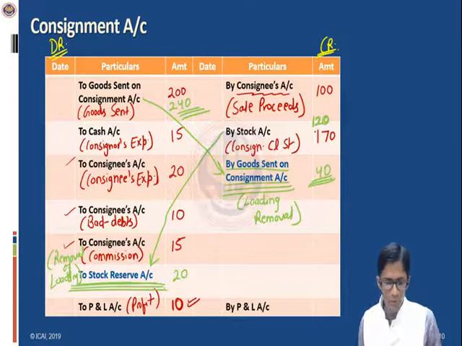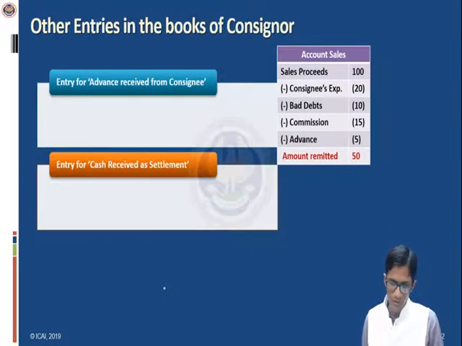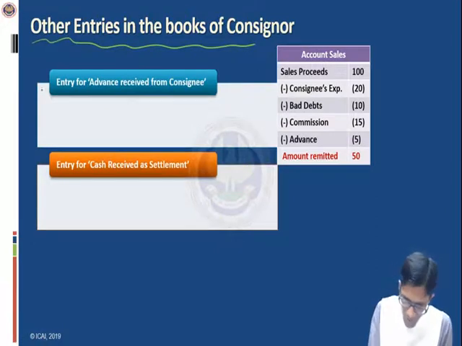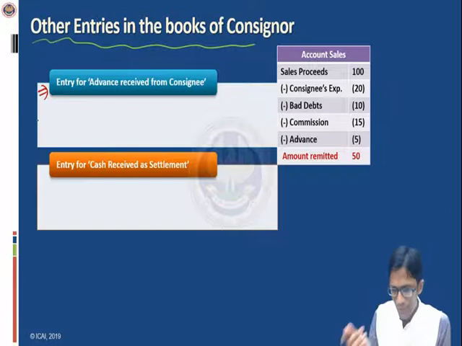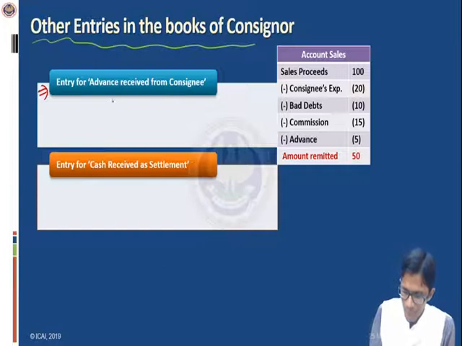Now what remains is a few more entries on the part of the consignor. Let us see what those entries are. So here you can see other entries in the books of the consignor. The entry that we are going to see first of all is the entry for advance received from consignee. As I had already told you, many times, in fact in all cases, the consignor asks the consignee to put some amount with him, which is called advance money deposited.